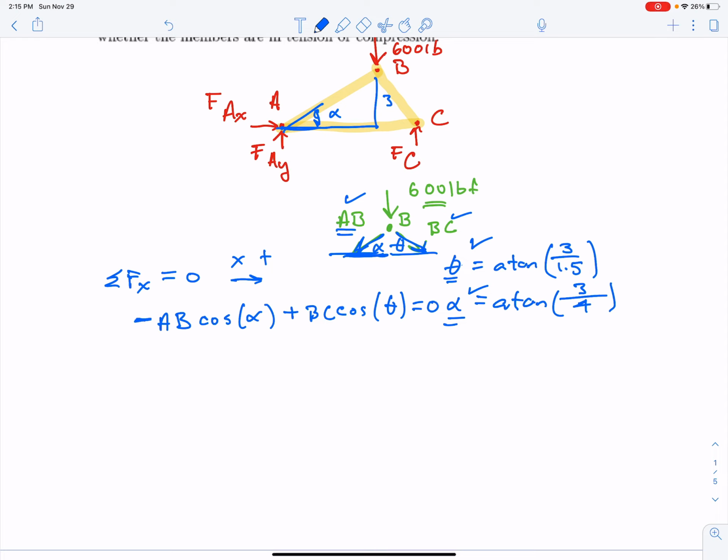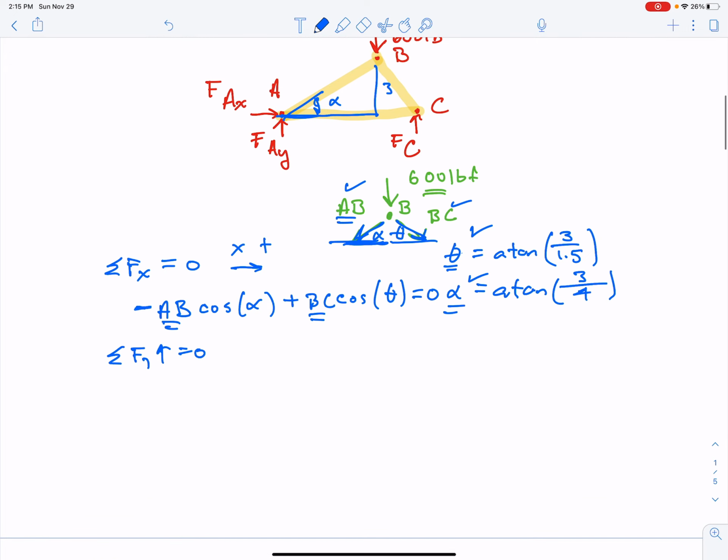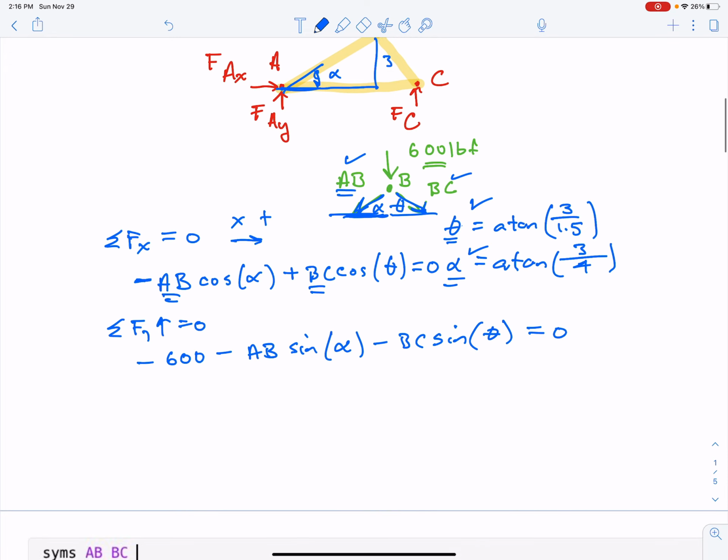Now I'm thinking, as I'm working this problem, what do I know and what do I not know? I know theta and I know alpha. I don't know AB and I don't know BC, but that's okay. I still have one more equation I can write. Sum of forces in the y direction is equal to 0. I'm going to put up as positive. So I look at the free body diagram and I see minus 600, and then minus AB sine, because it's opposite over adjacent, and I'm looking for the vertical distance, so it'd be sine of alpha, minus BC sine of theta. BC is also acting down, equal to 0. Now I have 2 equations, 2 unknowns, and your task is to solve those.